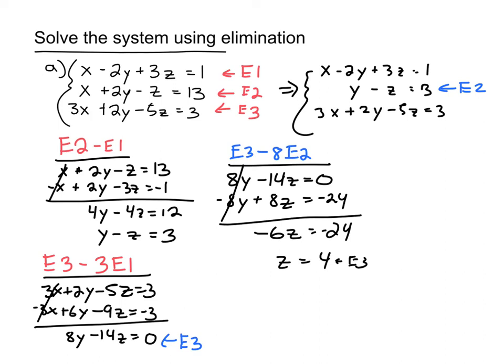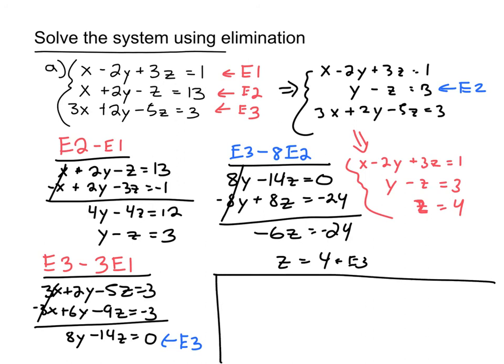Okay, so now I have the triangular form. I'm going to write that here. So I still have the first equation, x minus 2y plus 3z equals 1. The second equation, y minus z equals 3. And now this new third equation is z equals 4. Okay? That's in triangular form. So now I just need to do back substitution to find all the variables.